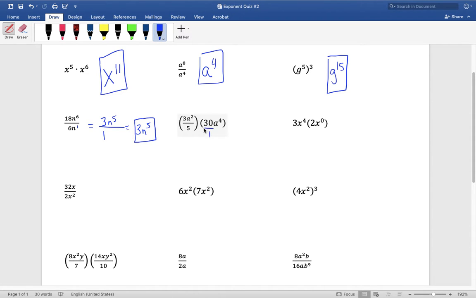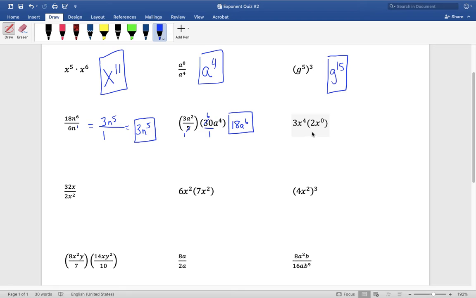On the next one, if we take care of the coefficients, we have 3 times 30 over 5 times 1, or I could do some reducing here and just get 18. And the a's, a to the second, a to the fourth, a to the sixth, and the denominator is just 1, divided by 1 leaves us back to 18.